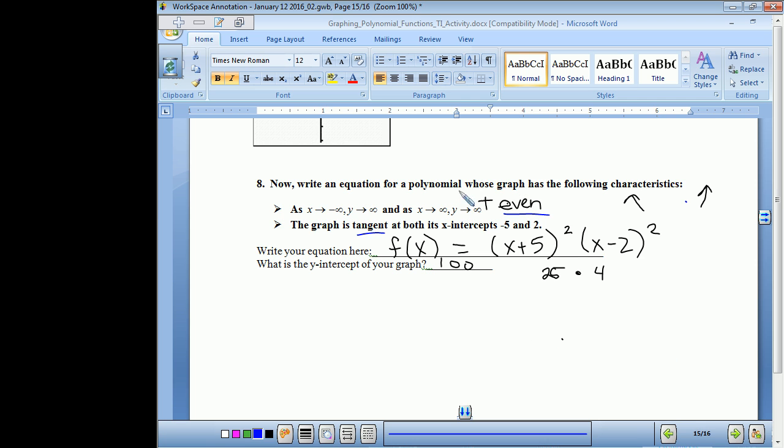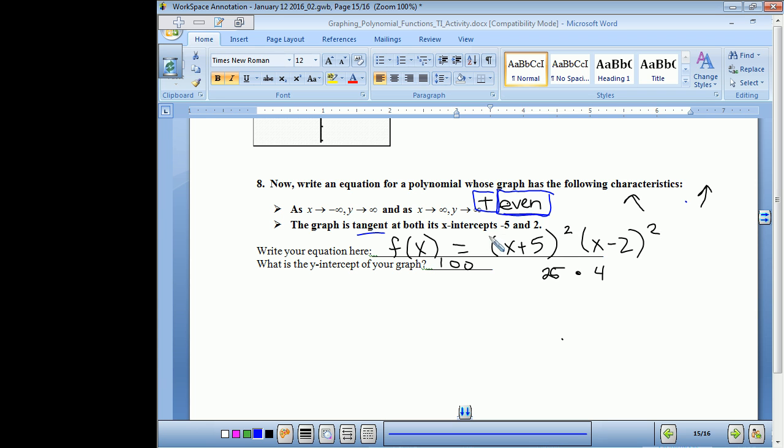Okay, so now write an equation for a polynomial whose graph has the following characteristics. As x approaches negative infinity, y approaches positive infinity. And as x approaches positive infinity, y approaches positive infinity. Okay, so we know it has to be an even degree function because they have the same end behavior. And because it's approaching positive infinity, our leading coefficient must be positive. Okay? Now, we know it's tangent at both of its x-intercepts. So these have to be raised to at least the second power. Could be the fourth, could be the sixth, but at least the second power.